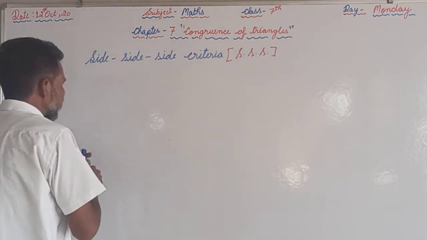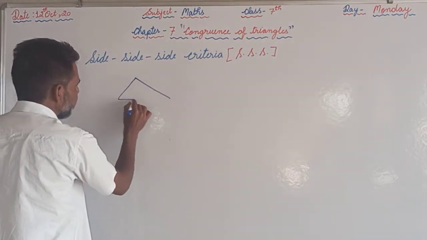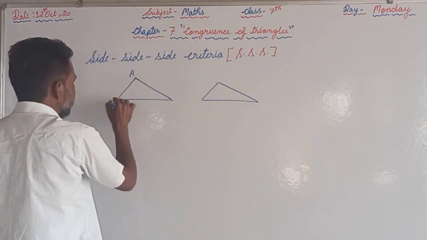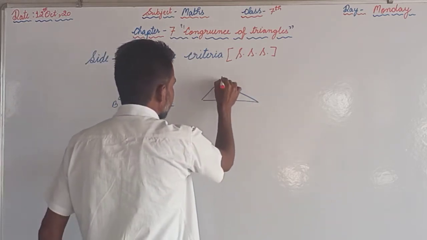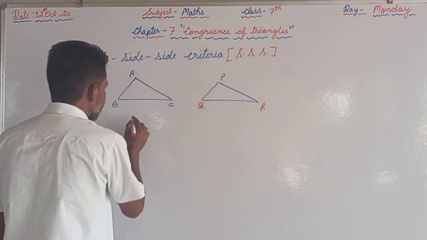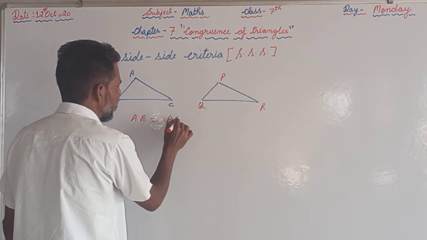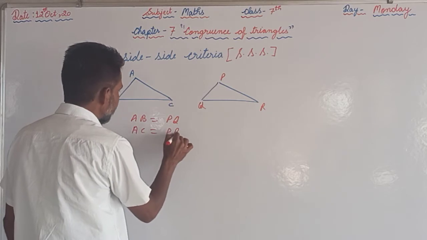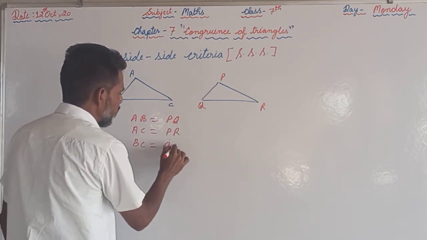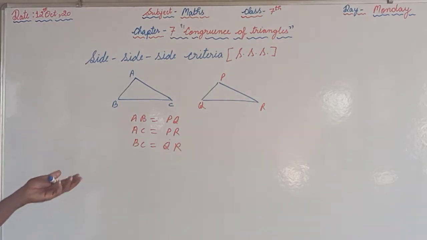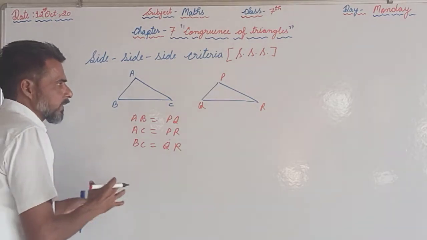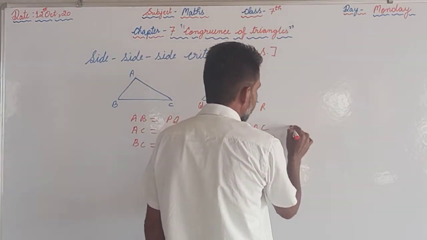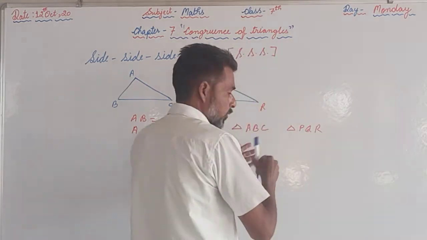For that, if two triangles are given, suppose the name of one triangle is ABC and the other is PQR, and it is given that AB is equal to PQ, AC is equal to PR, and BC is equal to QR. Means three corresponding sides of a triangle are given equal. Then we can say these two triangles are congruent. Here we will write triangle ABC is congruent to triangle PQR.